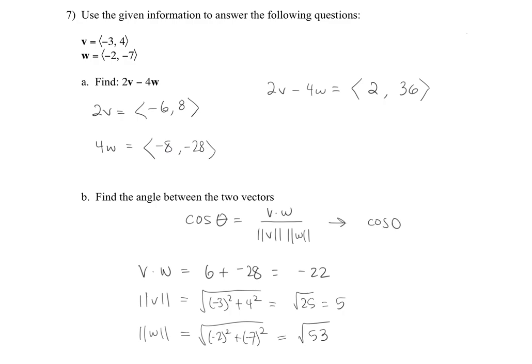So then cosine theta is equal to negative 22 divided by 5 times the square root of 53. It's negative 0.604. So inverse cosine is 127.18 degrees.